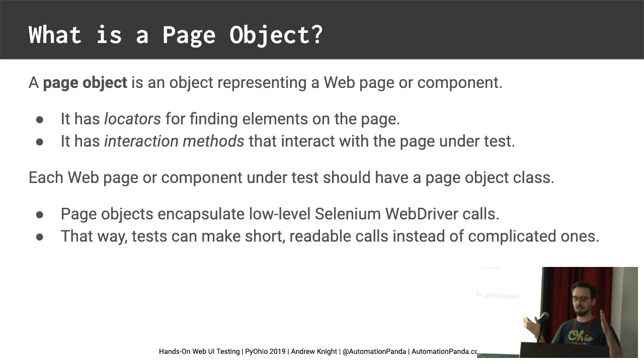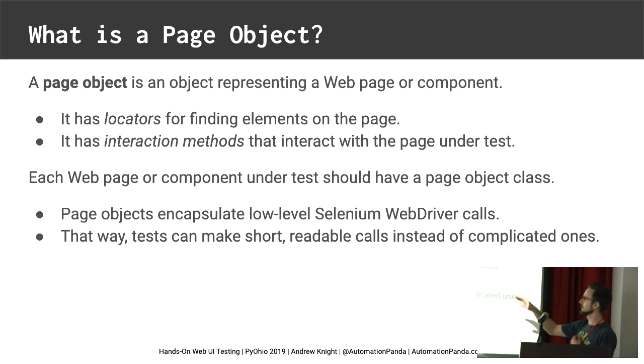I can specify a class such as the search page, and I can put in the locators for all those elements and methods such as load and search. And that gets me up and going so that I can make page object calls at a much higher level, and then in the page object calls worry about my low level clicking and all that kind of stuff. So each web page component under test should have a page object class.